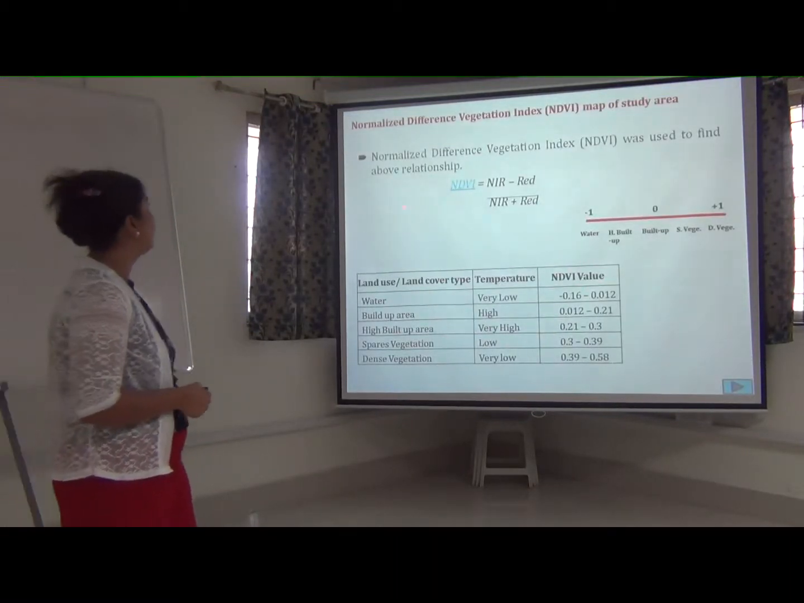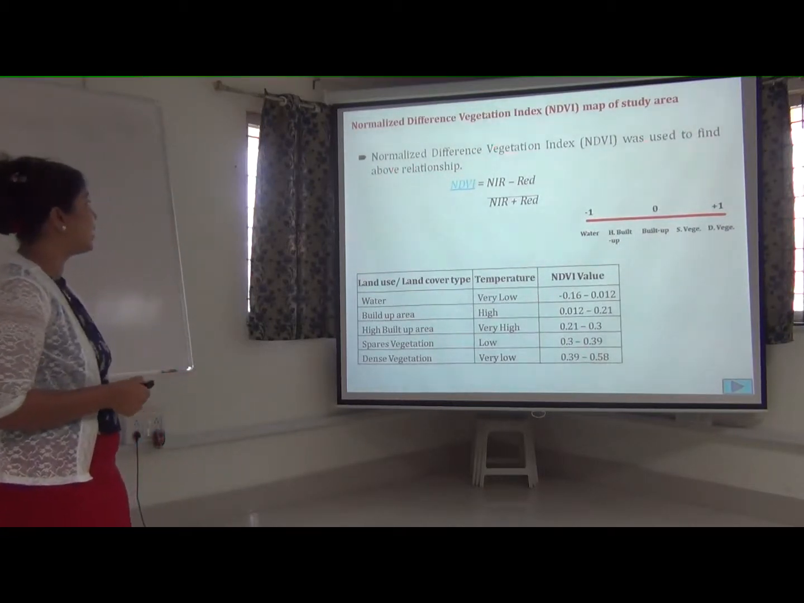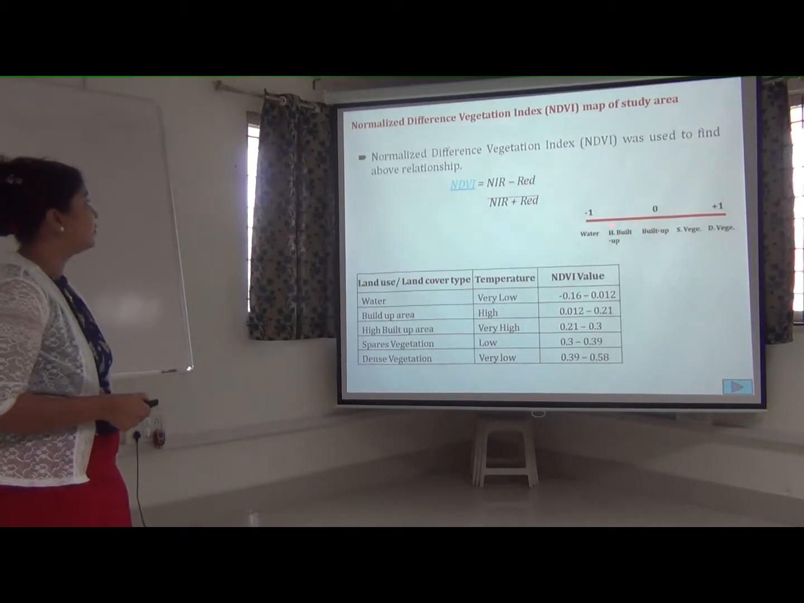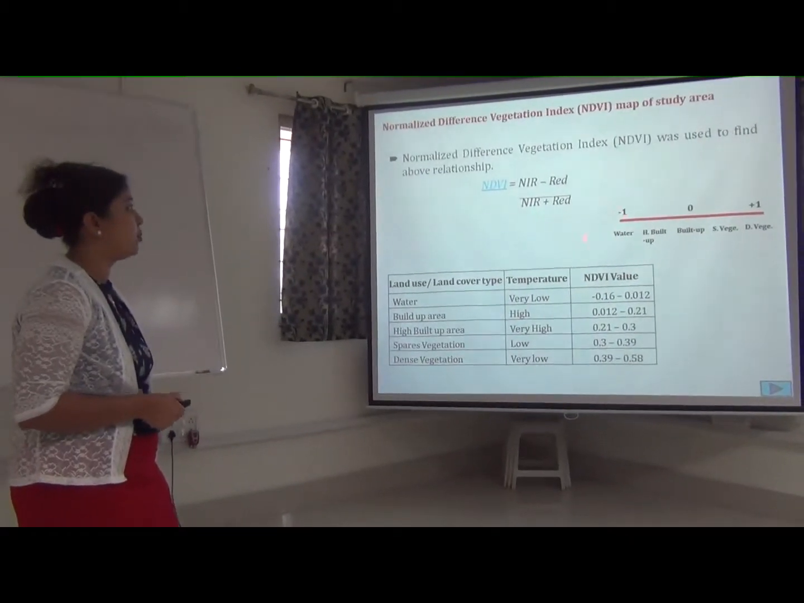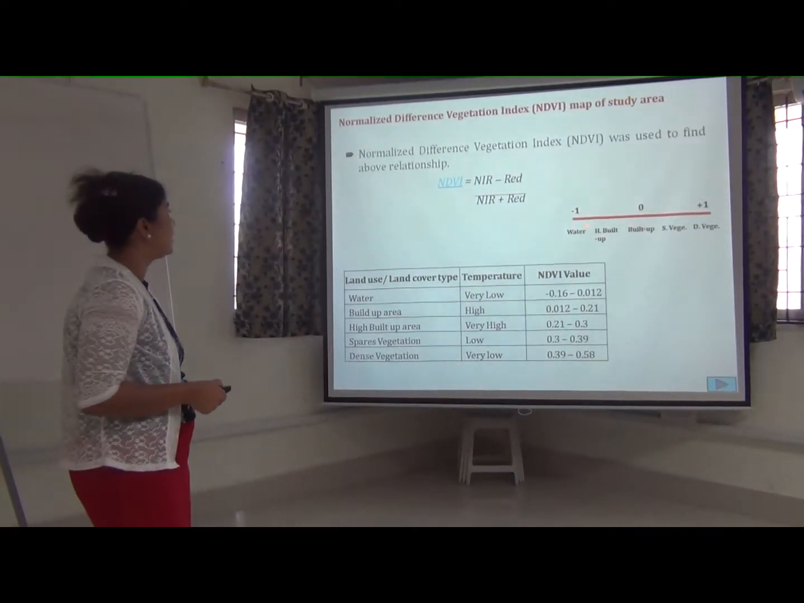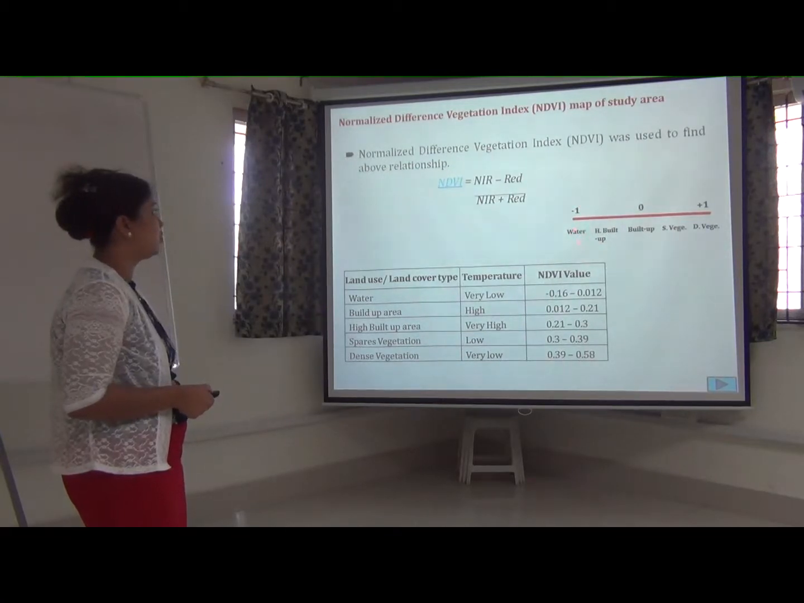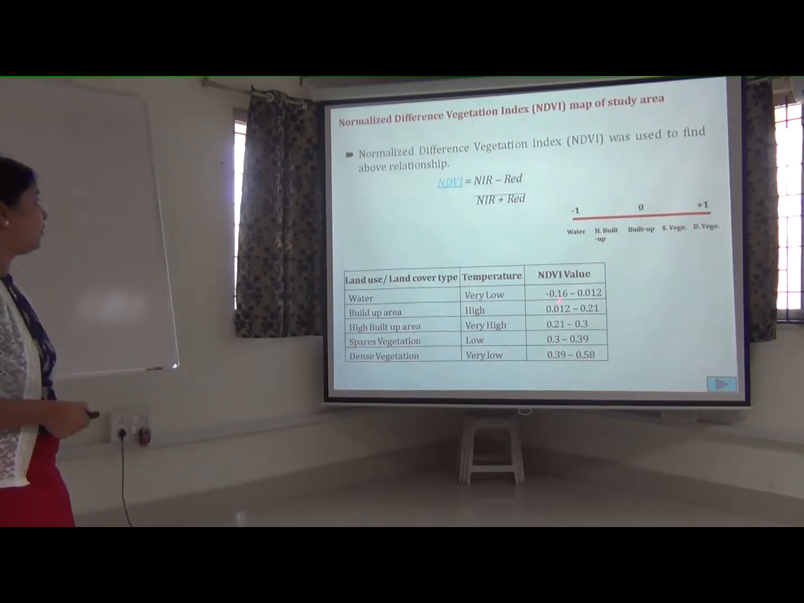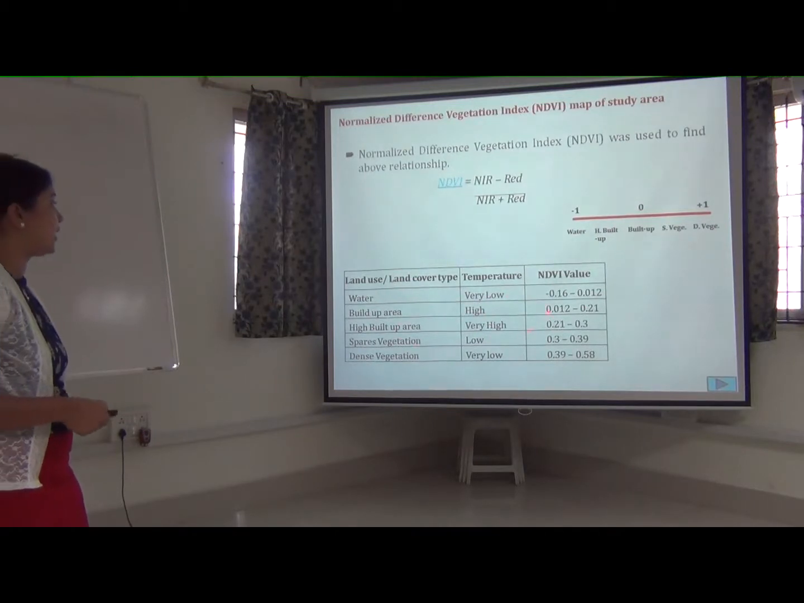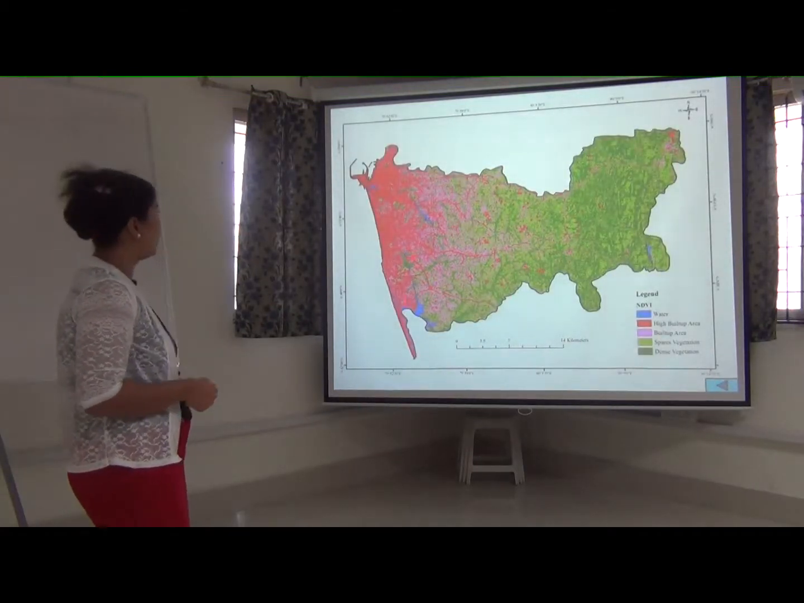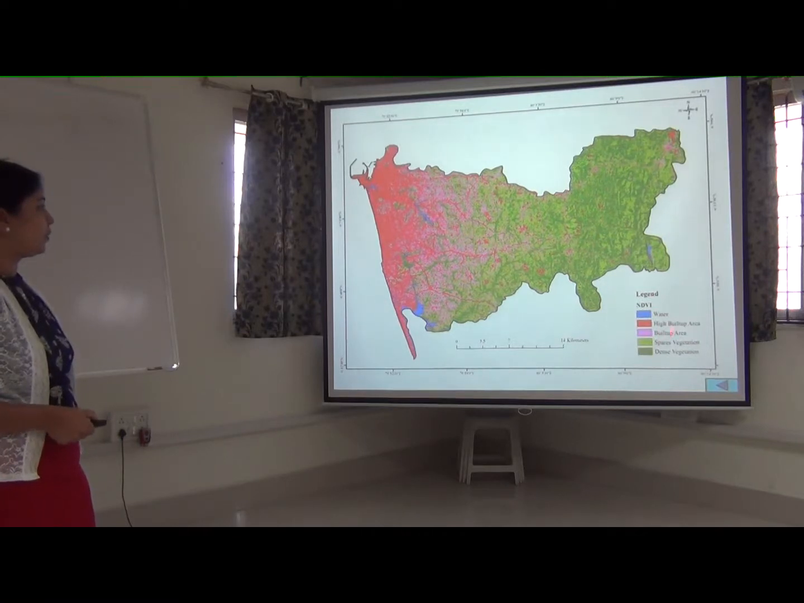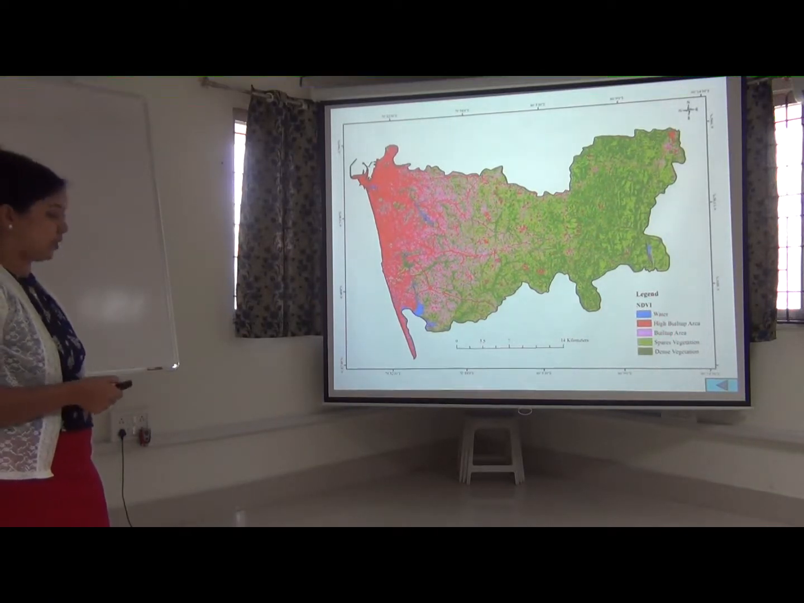For the normalized difference vegetation index, I have used two bands, the near infrared and red. The value of the NDVI ranges from -1 to +1. I have categorized some land uses using these values. Minus values belong to water. Between that, there are high built-up area, built-up area, sparse vegetation, and dense vegetation. These are the NDVI values that we use for the classification of these land uses. This is the output of the NDVI value and the type of land uses in the Colombo district area.